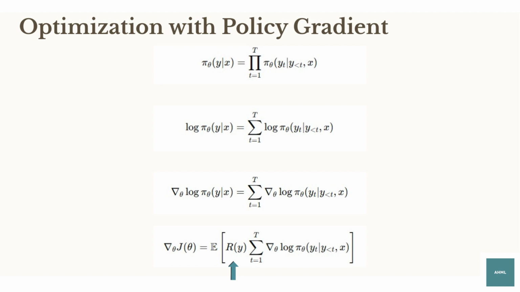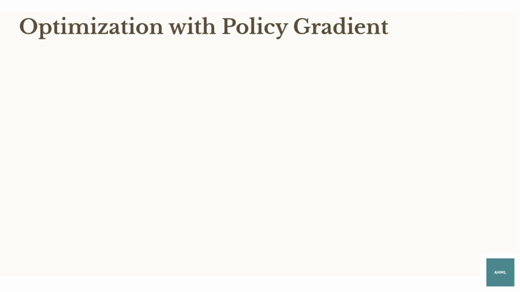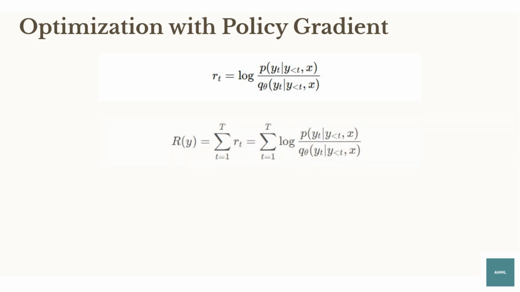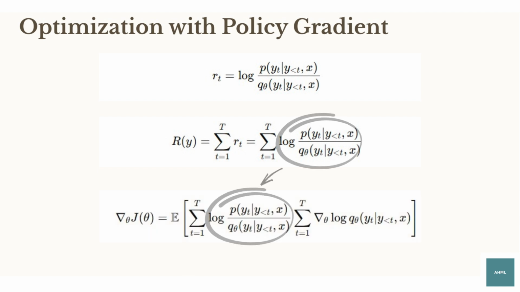But what elements should make up the reward function? In knowledge distillation, the reward is defined in terms of the KL divergence between the teacher and student distributions. The per token reward is r, where p is the teacher's output distribution and q is the student's. The total sequence-level reward R(y) can be written as a sum of per token rewards. The policy gradient is then updated with R(y).